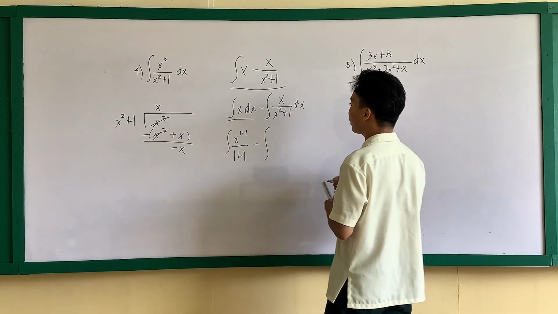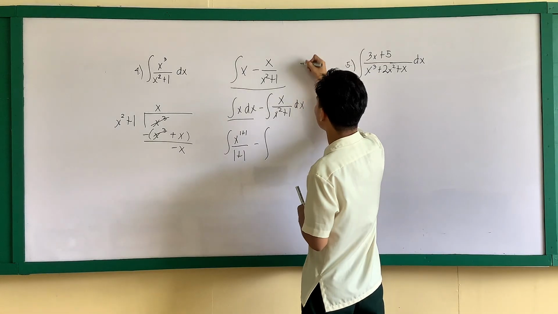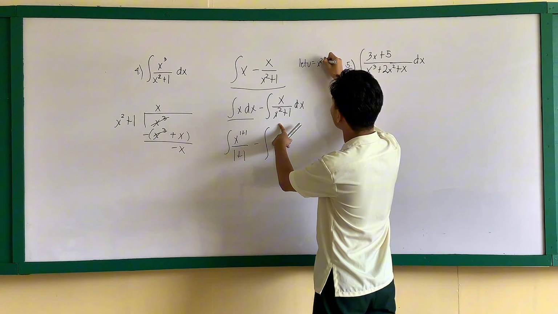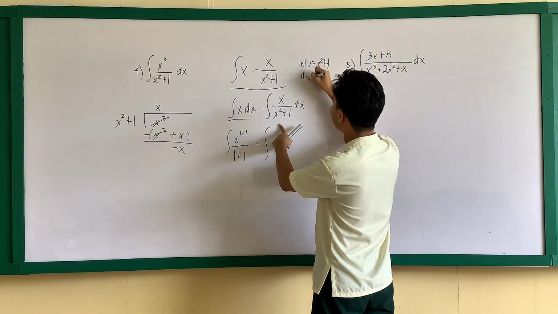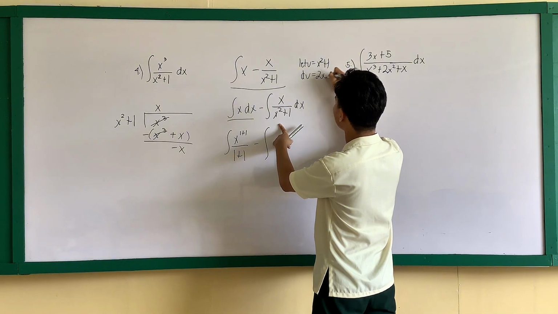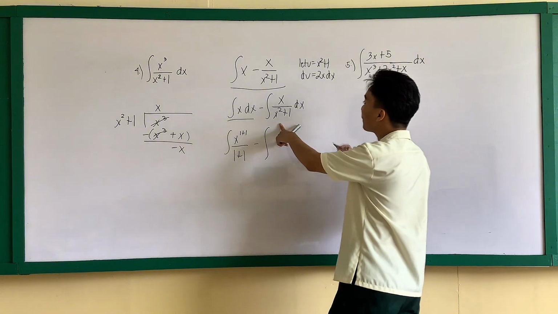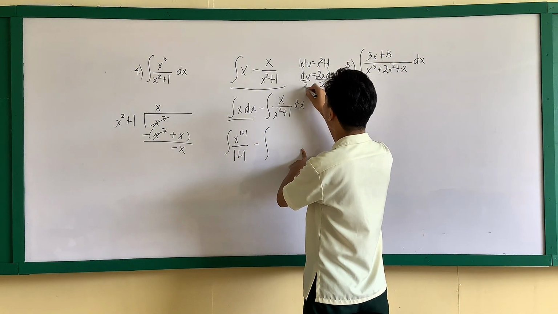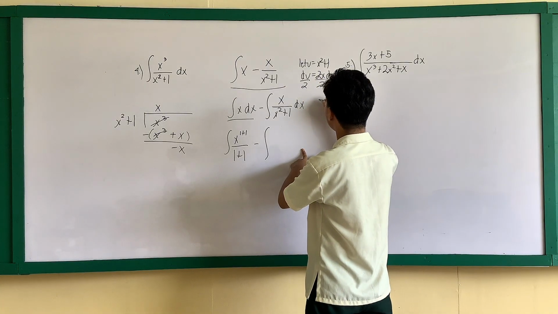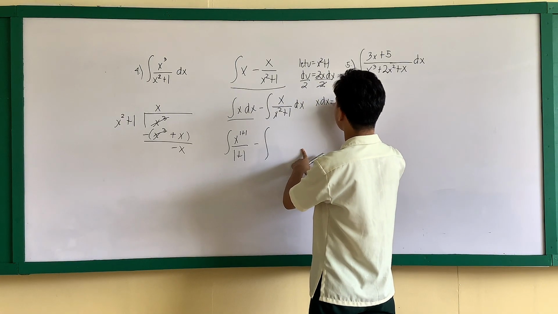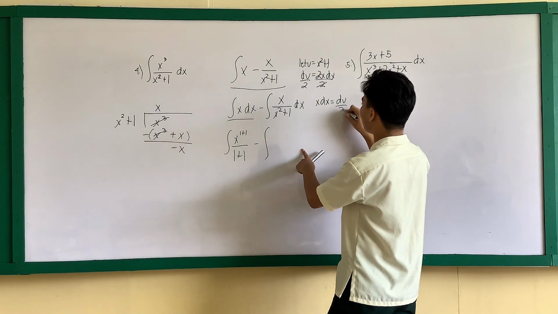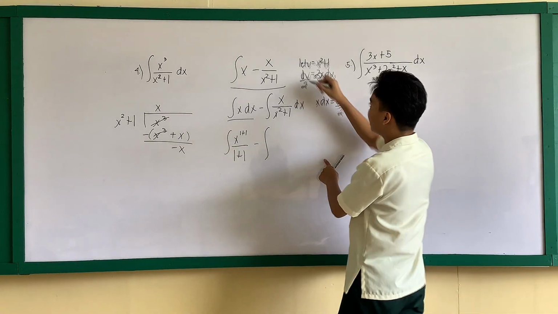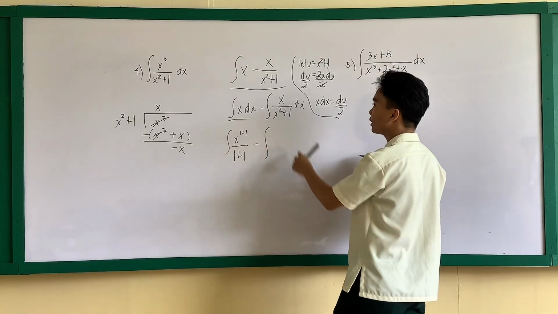Dito naman, gagamit tayo ng u substitution. So, we're going to let u equal to x squared plus 1. Then, du is 2x dx. So, kung mapapansin natin, merong x's na 2. So, we have to divide it both sides by 2. Cancel. So, the value of x dx is now du over 2.